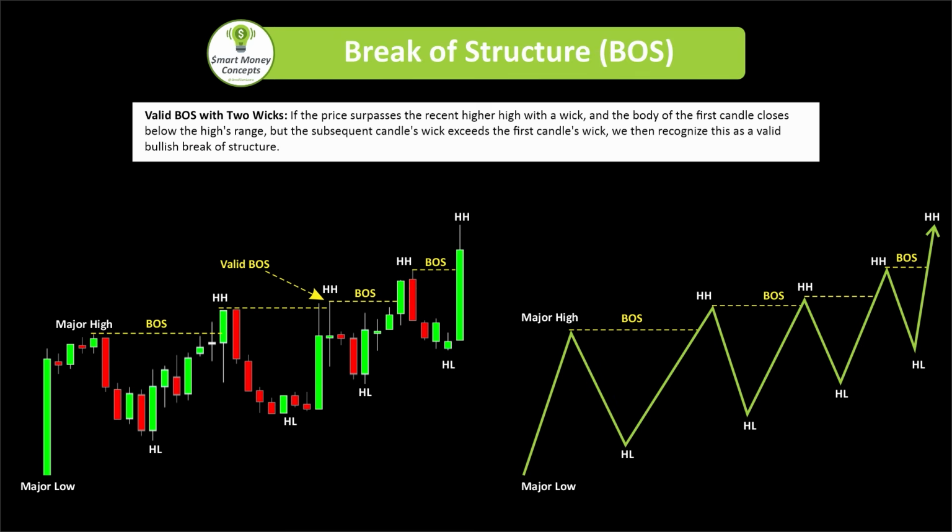Now let's consider a different scenario. If the price surpasses the recent higher high with a wick, and the body of the first candle closes below the high's range, but the subsequent candle's wick exceeds the first candle's wick, we then recognize this as a valid bullish break of structure. Here, a new major high and a new major low are established, outlining our updated trading range. The internal price action within this defined range is less significant, provided the price remains above our newly established major low, which signifies a bullish market.